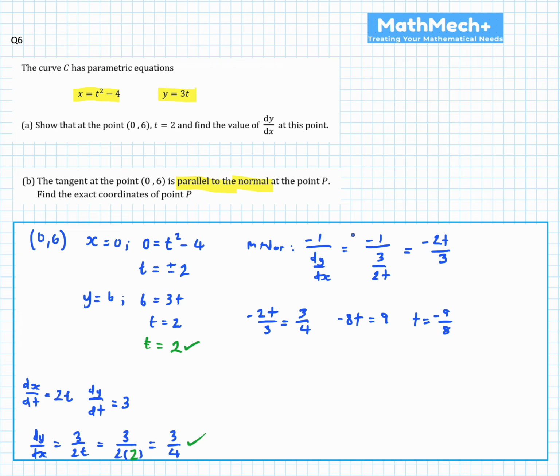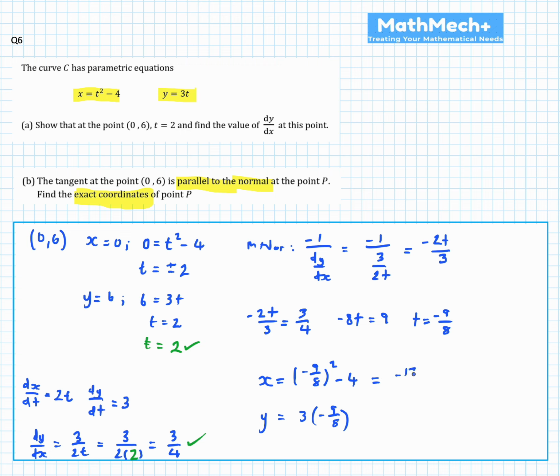Now that we have that value, we can plug it back into our original parametric equations to find the coordinates for x and y. So for our first one we had x is equal to t squared minus 4. So it's minus 9 over 8, squared, minus 4. And you'll get an answer. Use the calculator for that, of course. And y is equal to 3t, so 3 times minus 9 over 8.